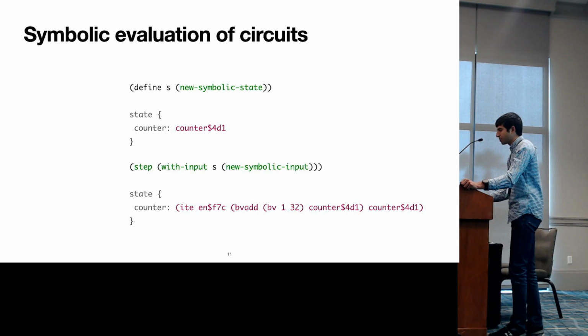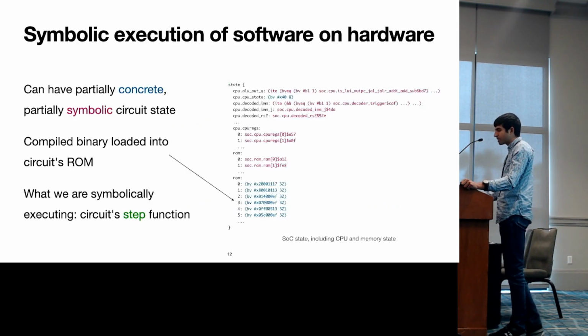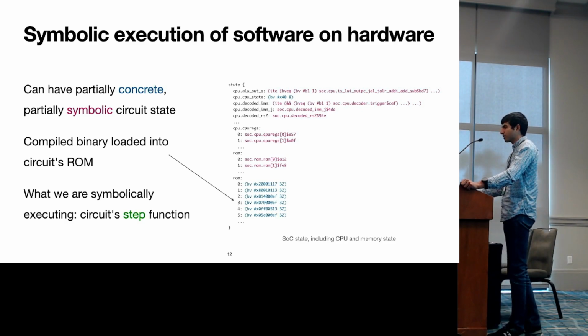This is applied to a really simple example here, but we can scale this up. We can also do some interesting things like mixing concrete and symbolic state. Here on the right, I have a simplified version of the state of a whole processor, or whole system on a chip. A lot of this is symbolic, but a part of it is concrete. One thing we can do is take a program, compile it into a binary, and stick it into the ROM here. And then we can symbolically evaluate this whole circuit.